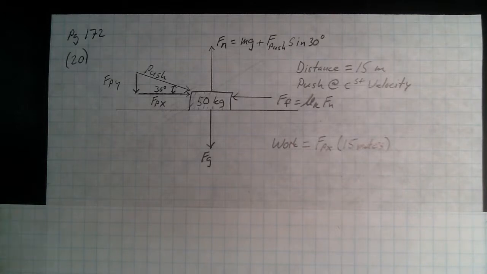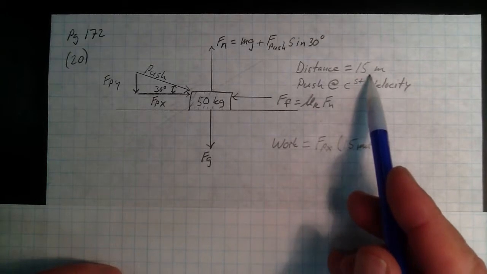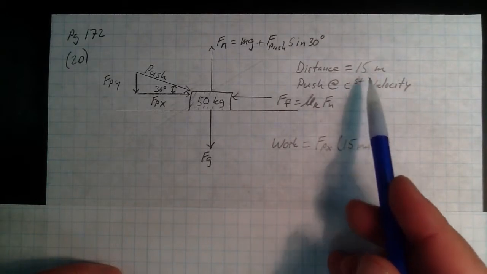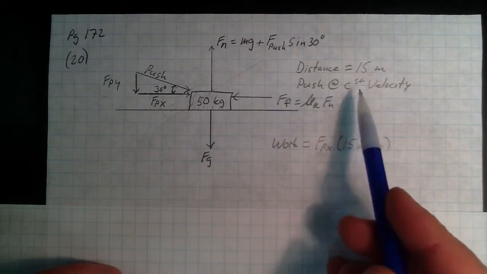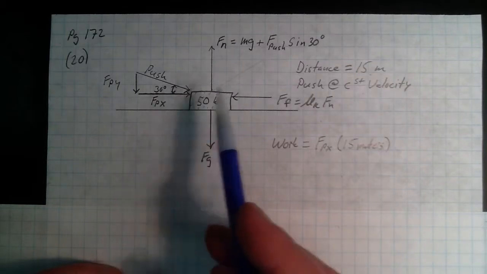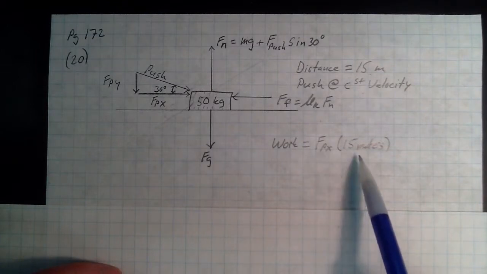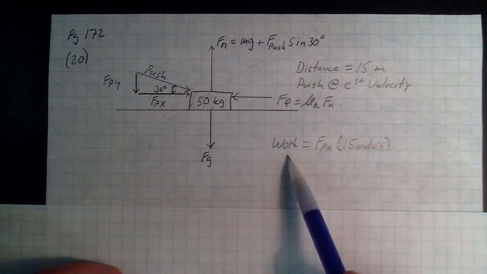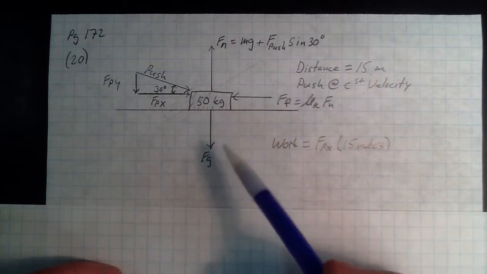So what we really need to do to solve this problem is we're given this distance, so that's not a problem. We're given that it's being pushed at constant velocity. So what we really need is this force applied right here multiplied by this distance. So force applied in the x times the 15 meters will give us the work done by this force of push. The tricky part is looking at force normal.